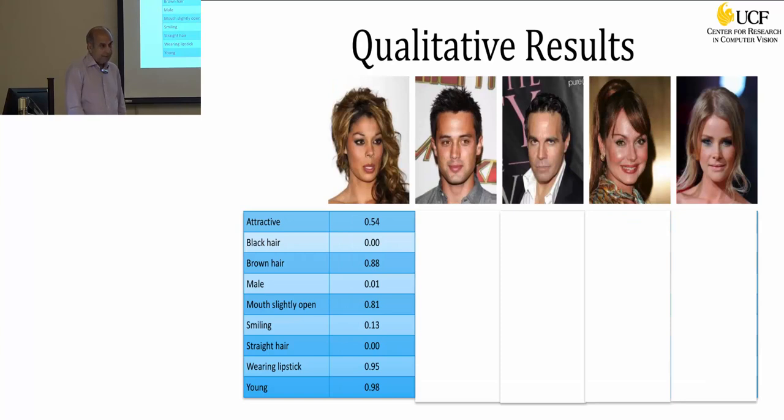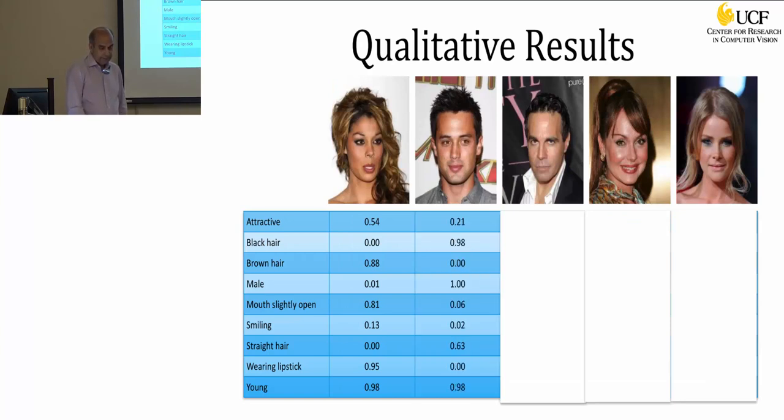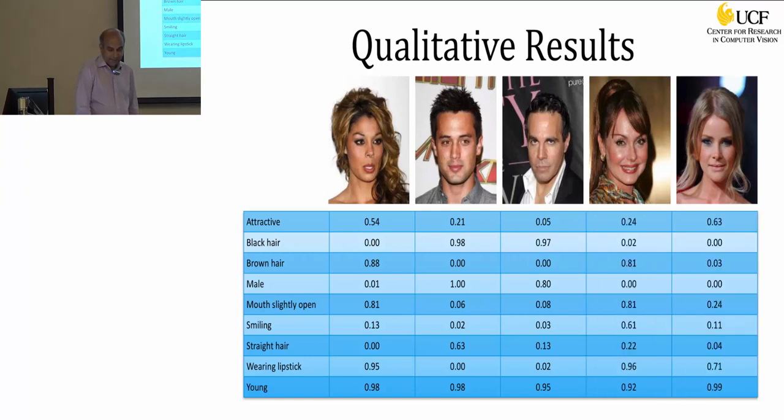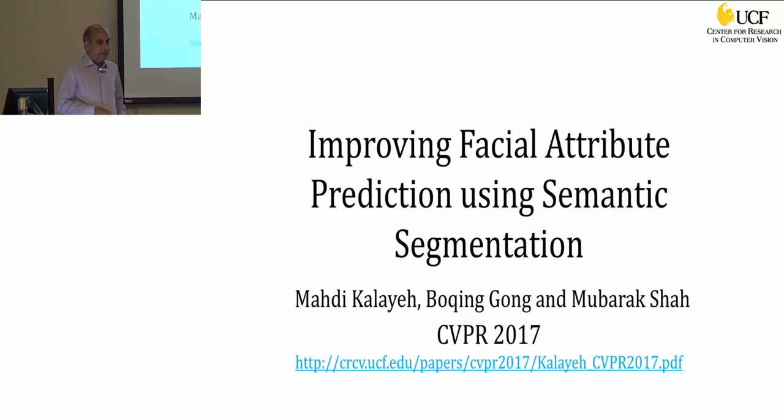Do you know some of these guys? They are very famous. They are actors. So this is how to find, given a face image, the attributes of that. That's an interesting problem using deep learning.